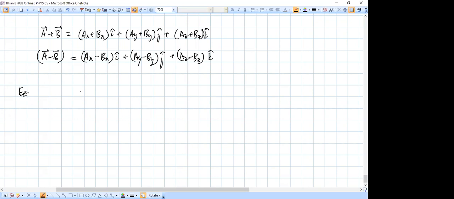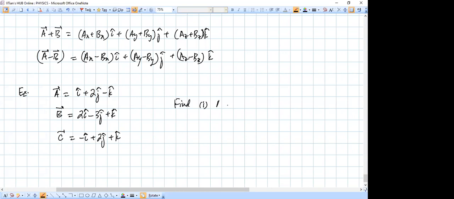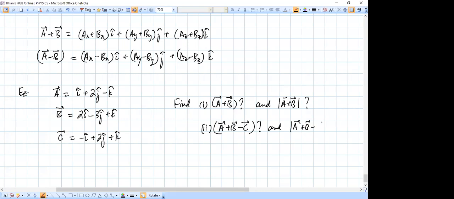So suppose we have vectors A like this, and we have vector B, and we have vector C. Now we want to find A plus B and magnitude of A plus B. And we want to find A plus B minus C, and mod of A plus B minus C. So just take this down and then try this question out. Yeah, I'll be sending the notes, don't worry.